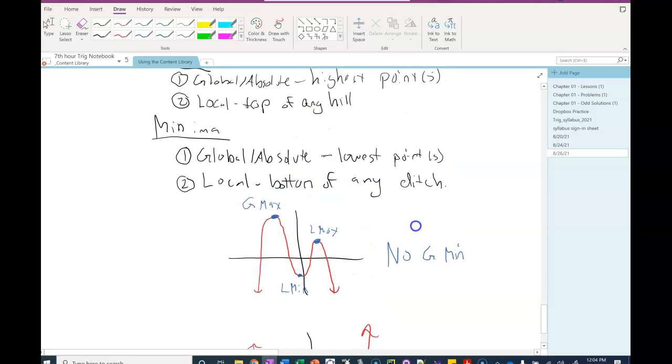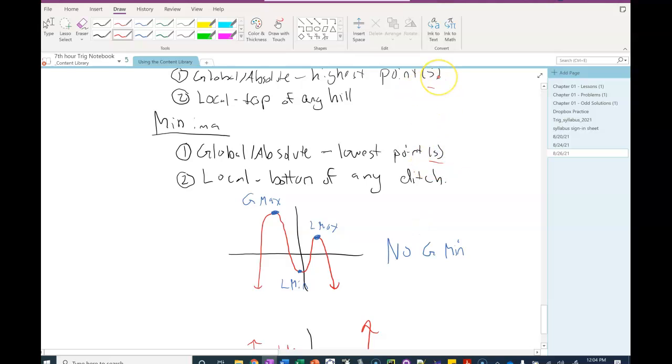That's why when I wrote the definition, I have 4 points, right? So if you have a tie for first, that's fine. They can all be globals, regardless of whether you're talking about a max or a min. Is that okay with everybody? We kind of get the idea of looking at the picture and identifying these things.